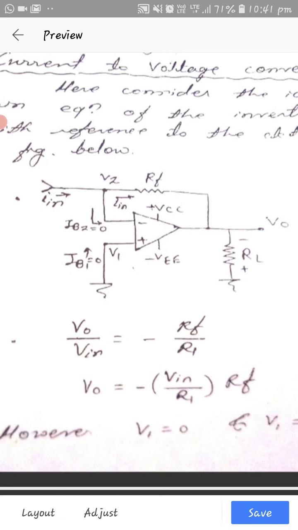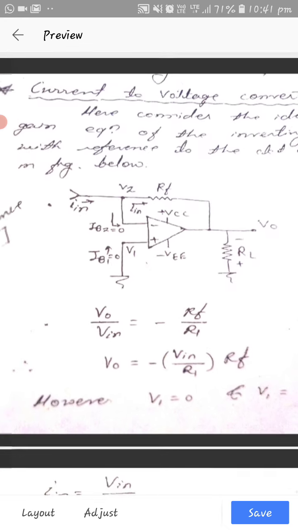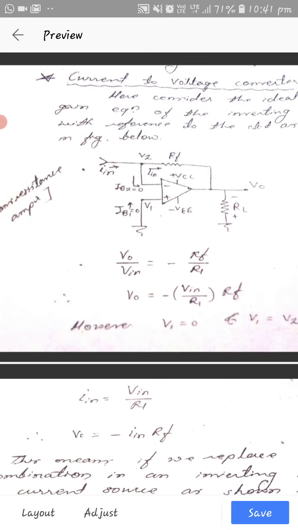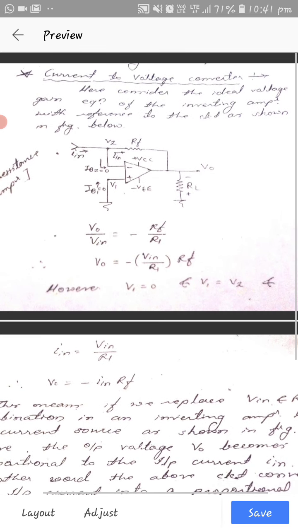Here we apply the plus VCC and minus VCC supply, that is, the positive and negative supply. The output is connected to one resistor RL, the load resistor. The output voltage is measured across this load resistor, and the output is V0. See the diagram. For the inverting operational amplifier, we consider the ideal voltage gain equation.